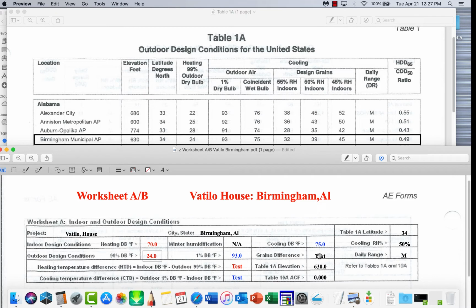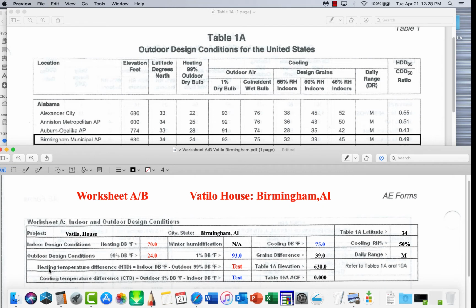Okay. Grains differential. So our grains differential, like I said, this is the amount of moisture or humidity we'd have with the cooling and everything else at 50% relative humidity. So we're going to go with 39.9. Our daily range for here is medium, which I already have in there for medium. All right, the last thing we got to do is the altitude correction factor, and then do this calculation right here.